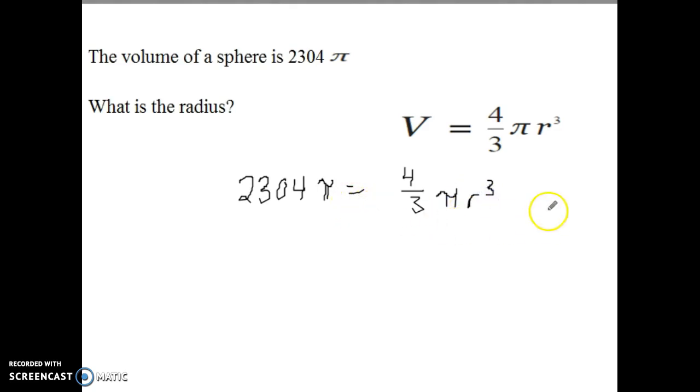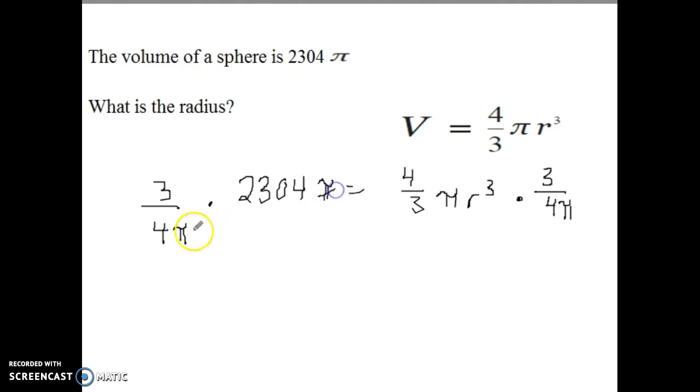Now we want to get r by itself, so we're going to multiply by the reciprocal. So that's going to be 3 pi, hold on, not 3. Pi is actually going to be in the denominator. When it's like this, it's in the numerator. So 3 over 4 pi. Okay, so that way we're going to multiply this side by 3 over 4 pi.